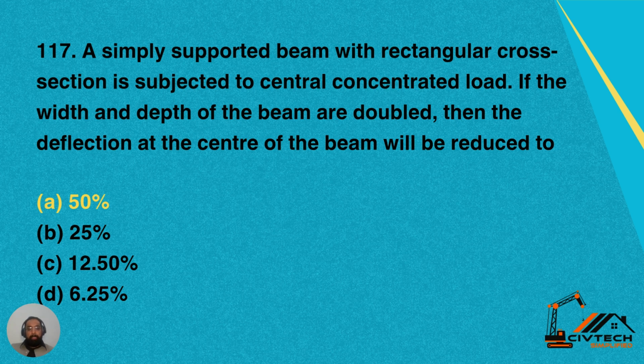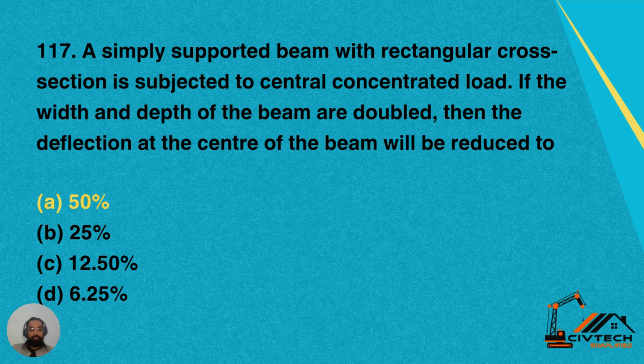117. A simply supported beam with rectangular cross section is subjected to a central concentrated load. If the width and depth of the beam are doubled, then the deflection at the center of the beam will be reduced to what? If the width is doubled, the deflection will reduce to half. We already discussed this question in the last part in some other wording. So it will be reduced to half.